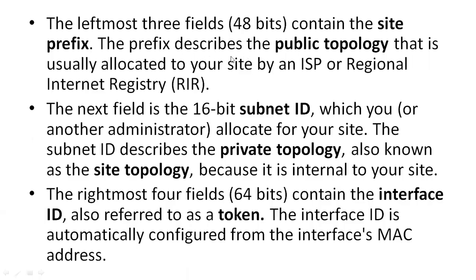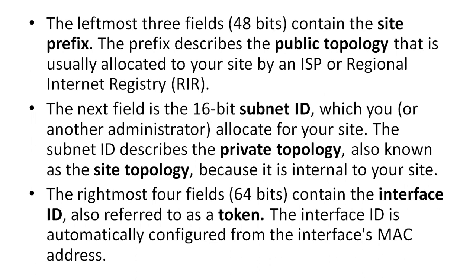So there's a description of the addresses. The leftmost three fields, that's 48 bits, contain the site prefix. This site prefix describes the public topology. Topology means a structure. This prefix describes the public topology, which is usually allocated to your site by an ISP or a regional internet registry. So ISPs allocate this public topology to us, and we mention it here in the site prefix. So we are not involved in this address.